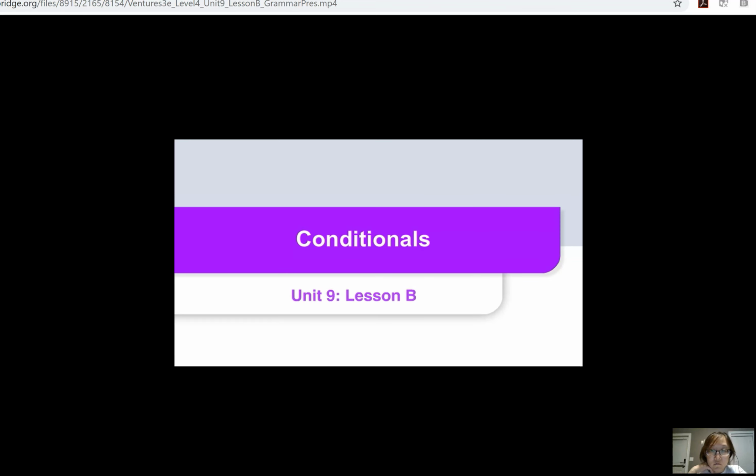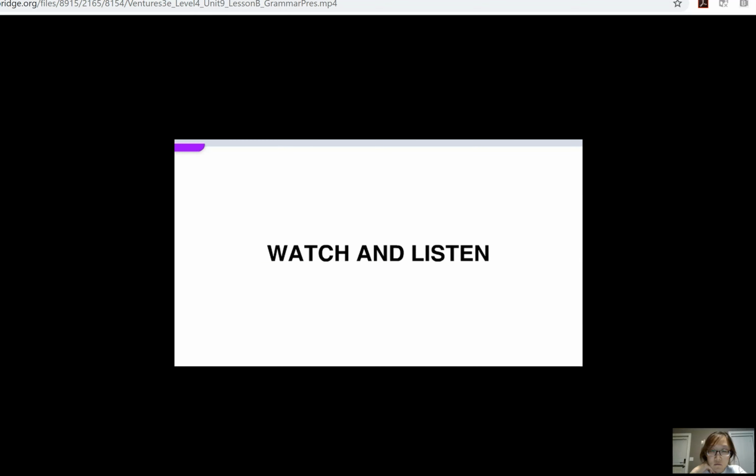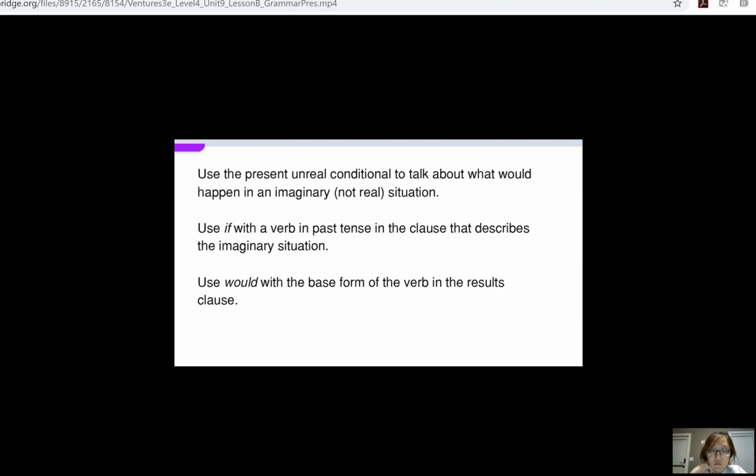Conditionals. Unit 9, Lesson B. Present unreal. Watch and listen. Use the present unreal conditional to talk about what would happen in an imaginary, not real situation. Use if with a verb in the past tense in the clause that describes the imaginary situation. Use would with the base form of the verb in the results clause.